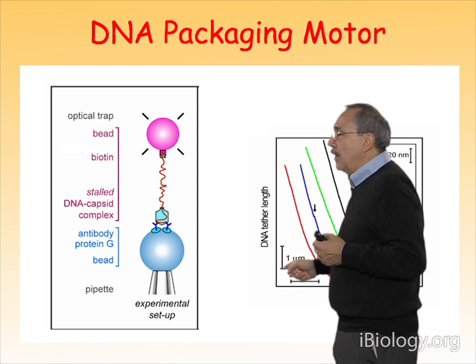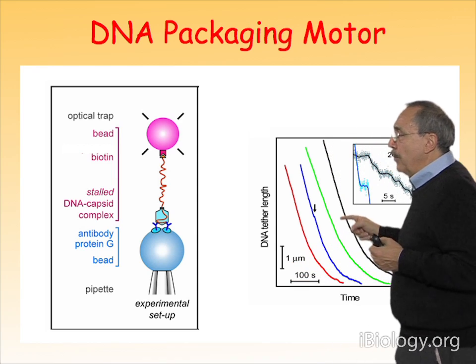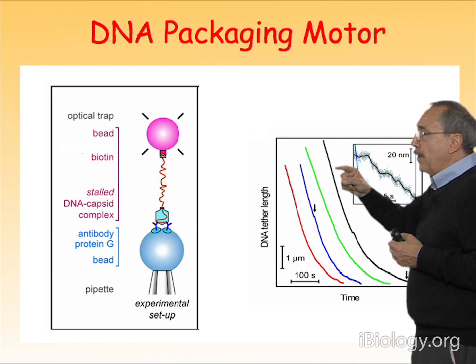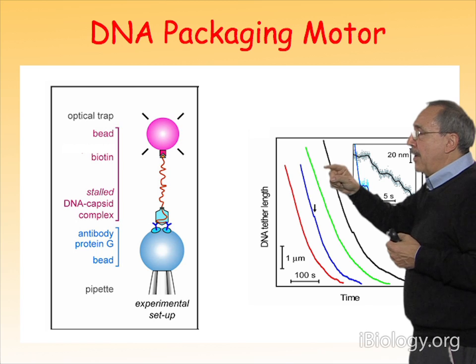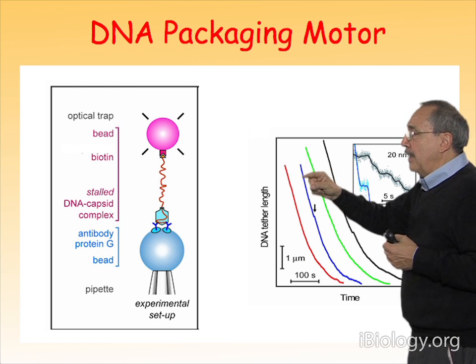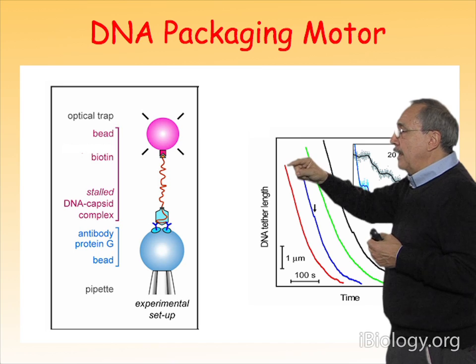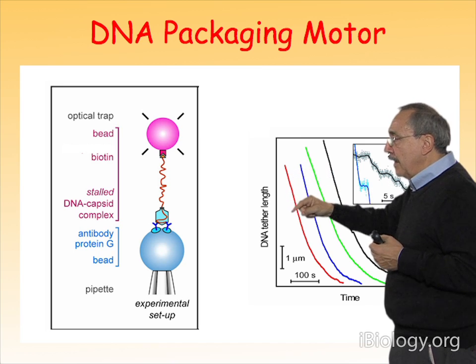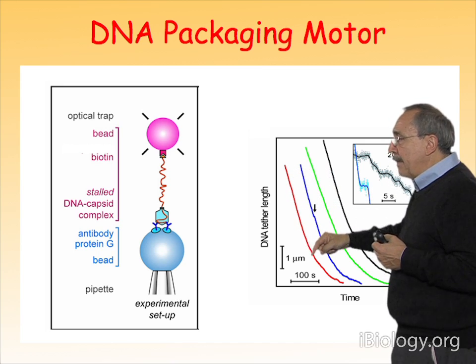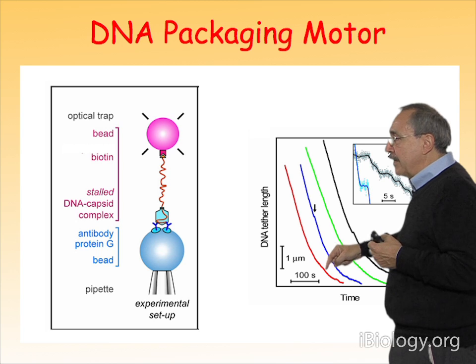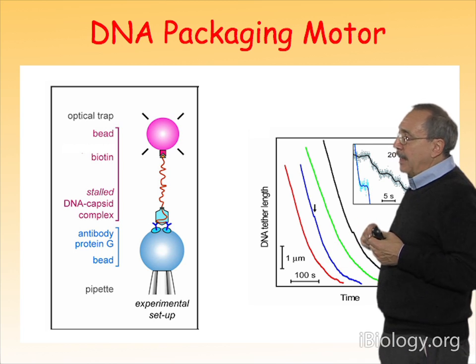And that's what you see here in this second plot, where you see that in fact for 4 different phages, which are separated in time just so that you can see each one of them clearly, and also in different colors, you see that the tether length decreases in time as the bacteriophage motor packages the DNA inside the capsid.